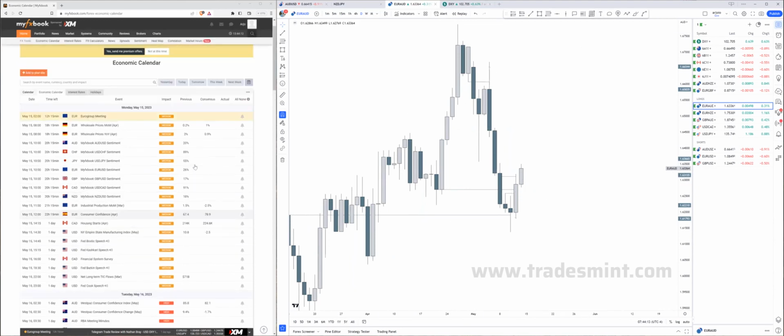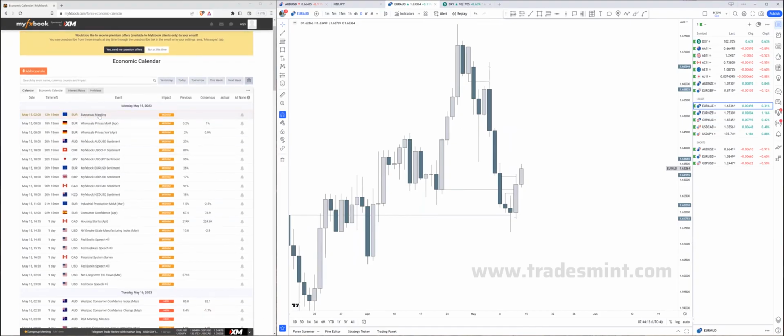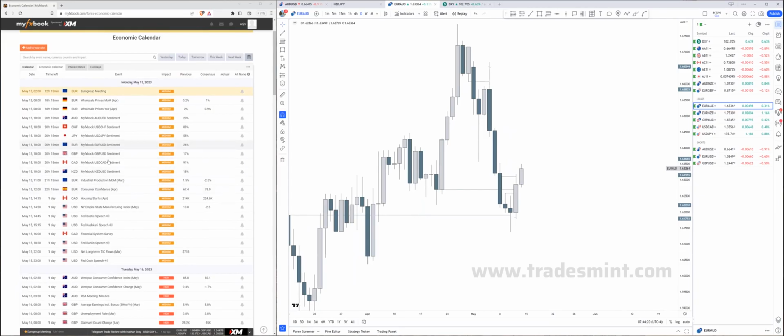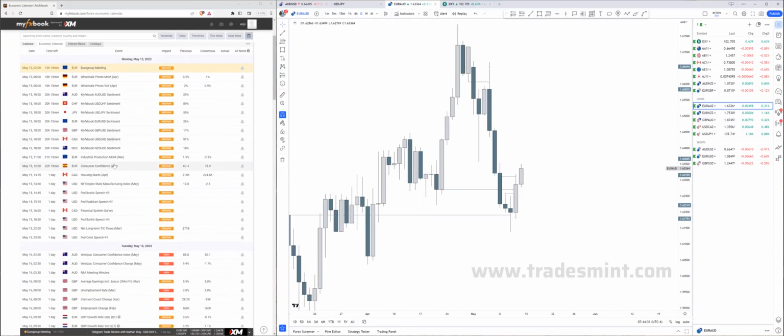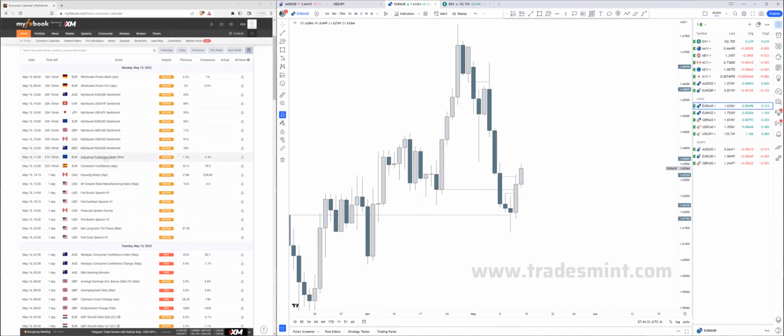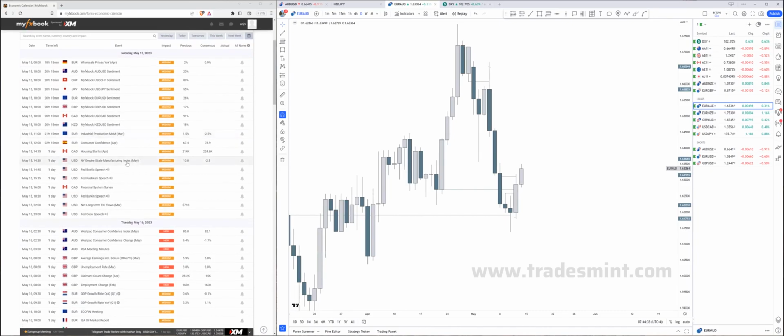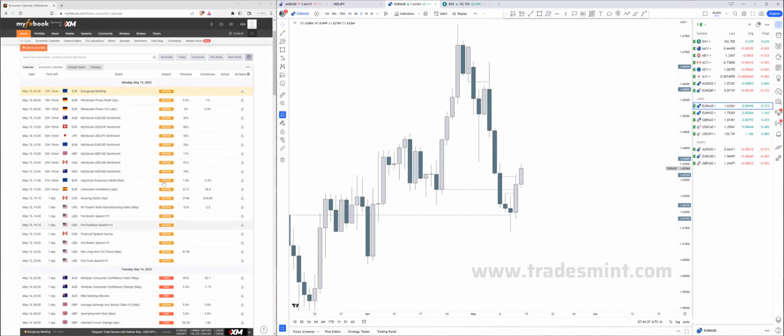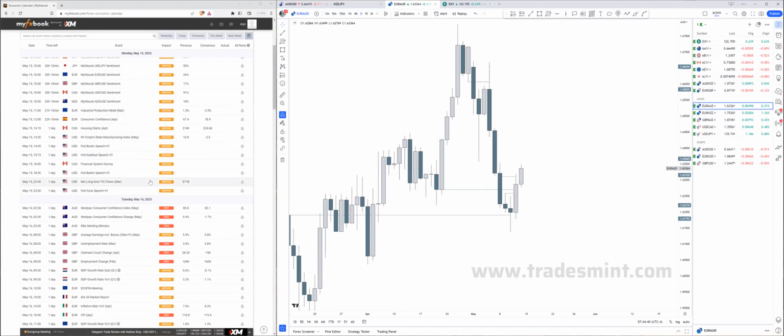So what could Monday do? Monday, we have Euro group meeting right here, medium impact. We have my FX book sentiment. Again, don't pay attention to that. I don't know why it's even there, but it's not relevant. It doesn't actually impact the price. And then right here, we have Euro medium impact. Again, we have some USD, all medium impact, right, on Monday. All right, Monday could be tradable, but we are not near a clear PD array right now.